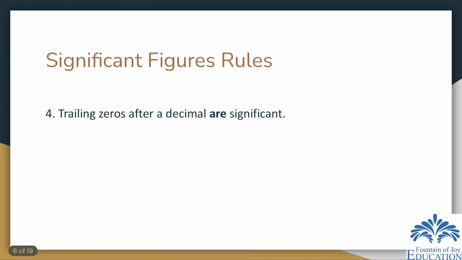Rule number 4. Trailing zeros after a decimal are significant. Let's look at an example. 5.6700. Those two zeros are placed at the end of the number, but it is after a decimal point. Therefore, they are both significant. So 5.6700 has 5 significant figures.